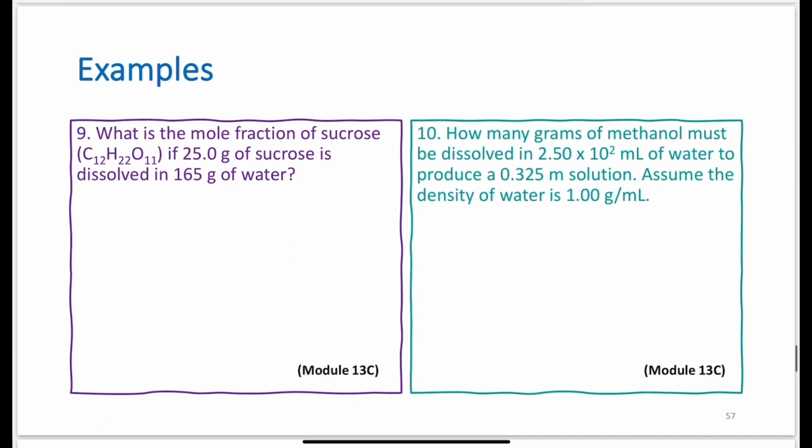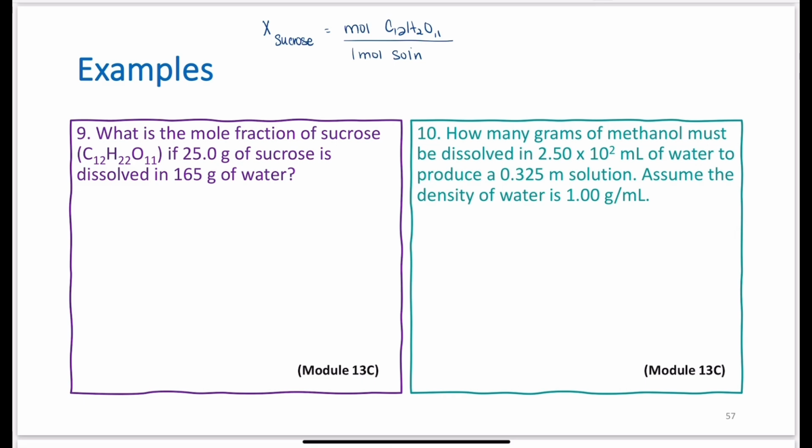Number 9. What is the mole fraction of sucrose, C12H22O11? I don't know what I just said. If 25 grams of sucrose is dissolved in 165 grams of water. So I want the mole fraction. What is mole fraction? Mole fraction of sucrose is the moles of sucrose divided by the total moles of the solution.